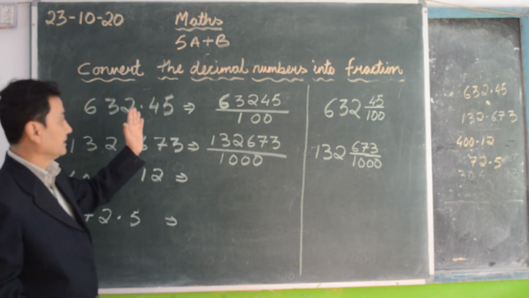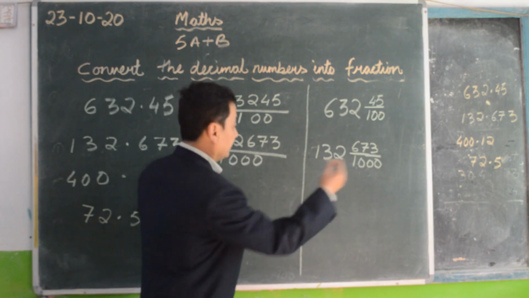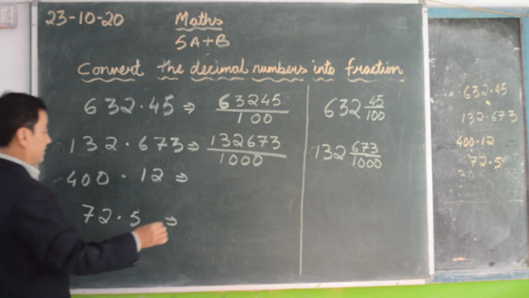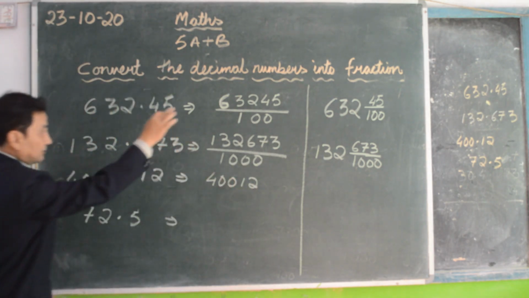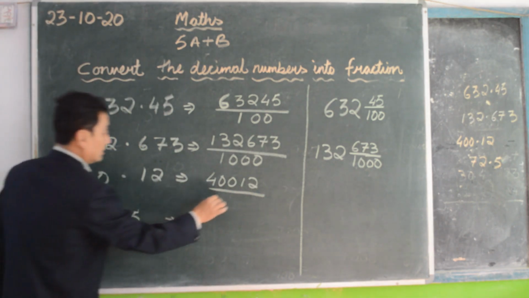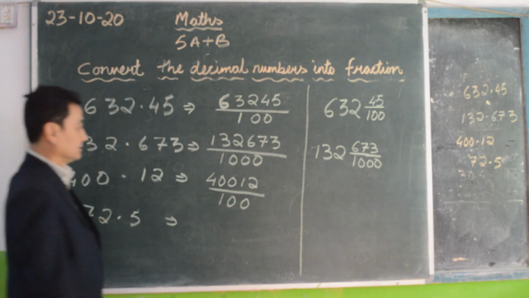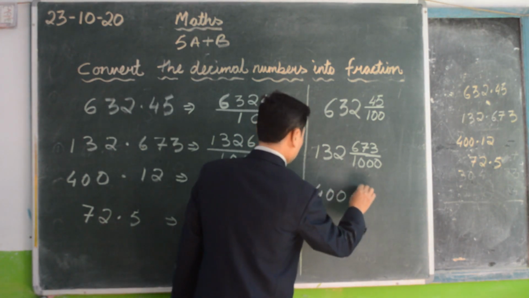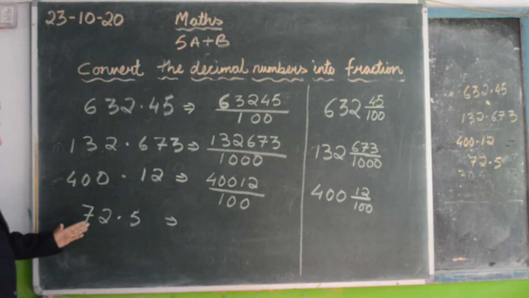So decimals can be converted. You can write it only in one way, in this way, or you can write it only in this way, or you can do both ways to understand better. So we've got another number, 400.12. 40012. See that I'm not putting any decimals, okay? So 100. Or we can read this as 12 hundredths. So convert this into a mixed number. 400 and 12 upon 100.